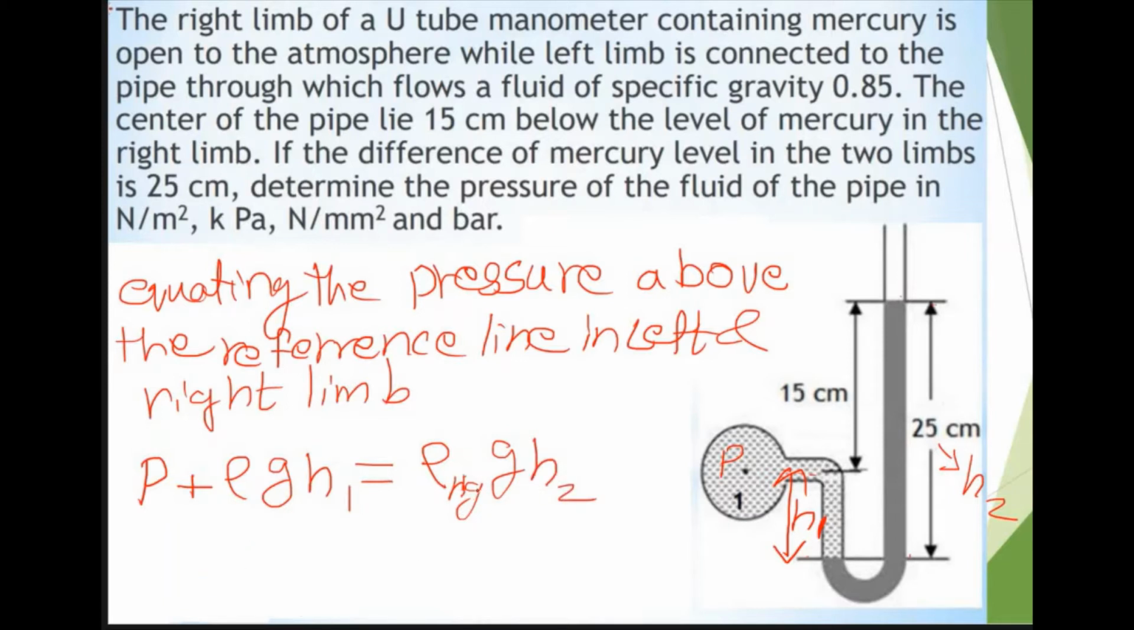So rho Hg is the density of mercury. Here we are considering rho as the density of water flowing through this pipe. So what will be the pressure of the fluid inside the pipe? It will be rho Hg into G into H2 minus rho G H1.